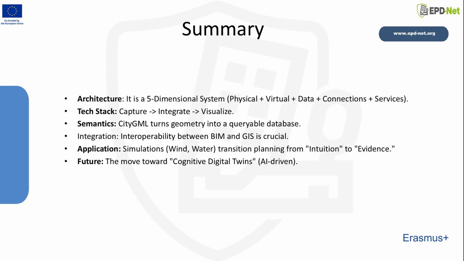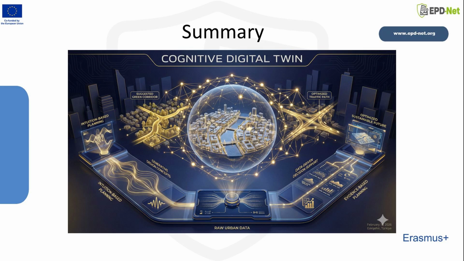As a summary, a digital twin is a system, not just a model. It relies on the 5-dimensional architecture and the 3-layer tech stack we define today. It requires semantic standards like CityGML to make the model smart enough to answer questions. It depends on robust integration to bridge the gap between BIM and GIS. But ultimately, these are just tools. The real value lies in the applications, using simulations to shift our profession from intuition-based planning to evidence-based decision-making.